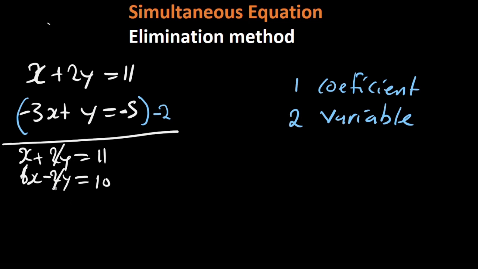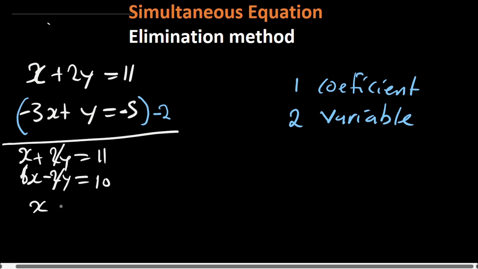So when we have 0 there, the remaining variable is x equals to 11 for the first equation, and for the second equation, we have 6x equals to 10. So this is what we have. Now let's find x.